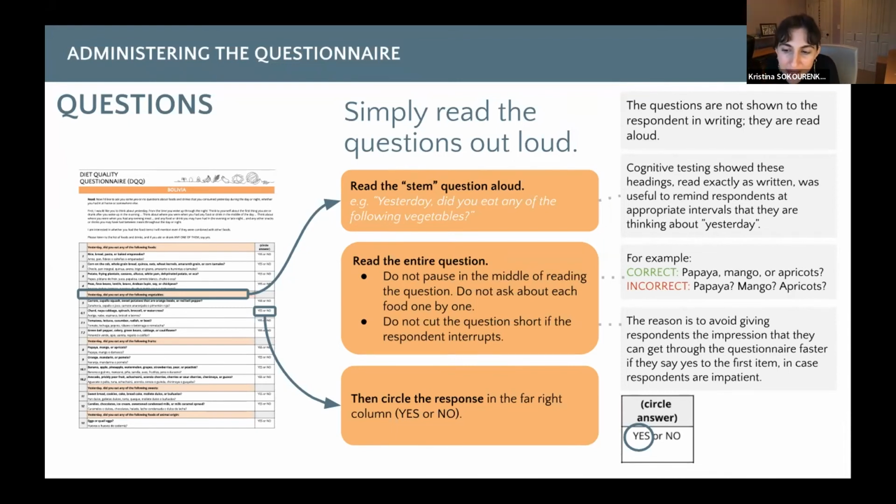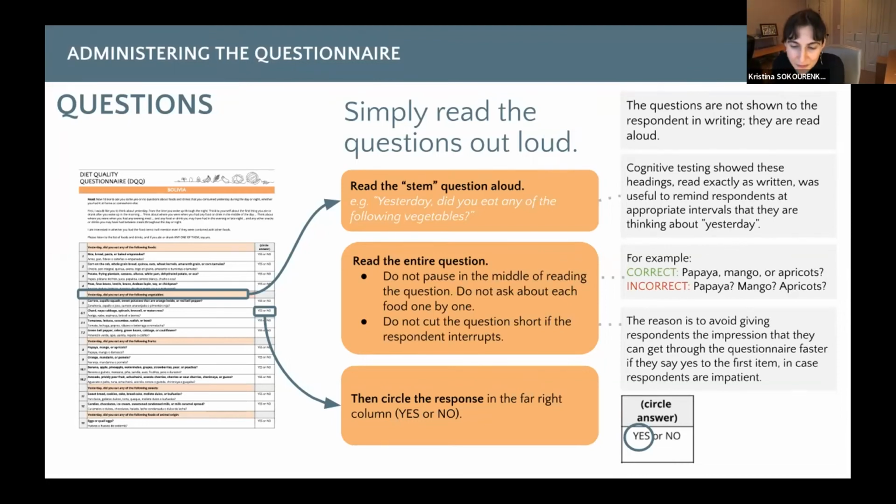And then we also recommend not to cut the questions short, even if respondents are impatient and interrupting. By committing to the whole question, we avoid sending the message that participants can get through the entire survey faster just by saying yes at the beginning of each question.